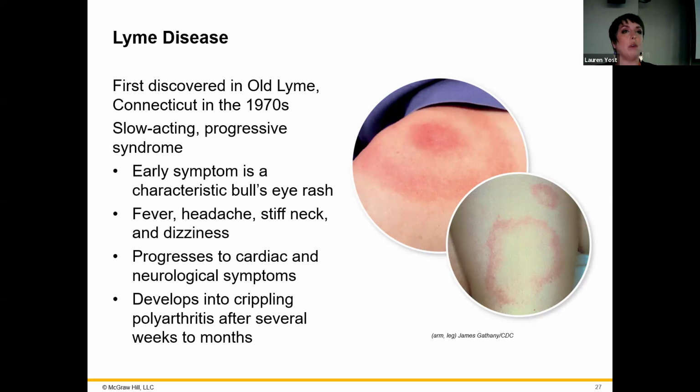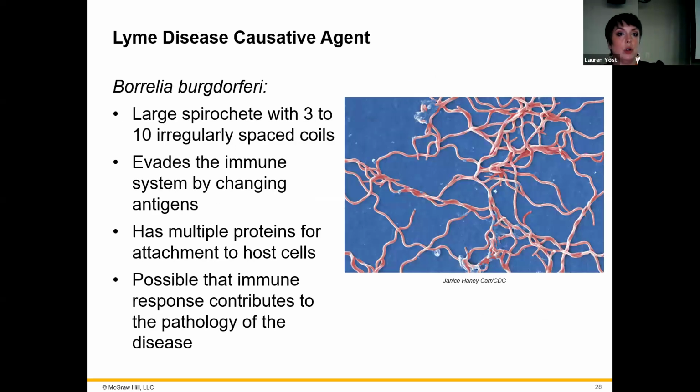Most people that get this will not recover on their own. It is a bacterial disease, and it takes months for it to lead to its worst effects. It can even lead to arthritis over time. It's caused by the bacteria Borrelia burgdorferi. It is an intracellular bacteria, so it lives inside of the host cells, and it's very difficult to treat. It takes long-term antibiotics to treat this guy.